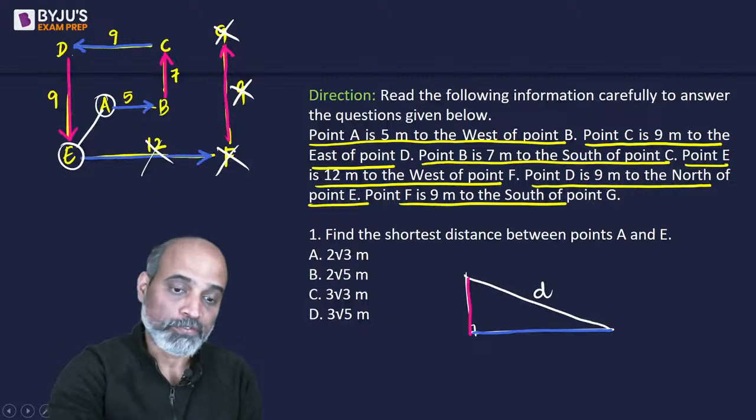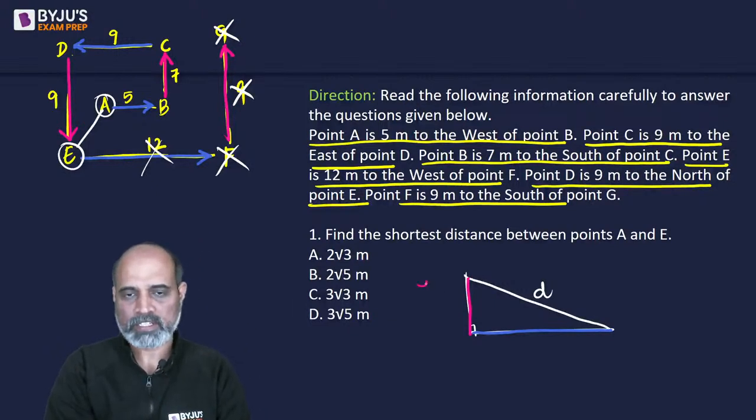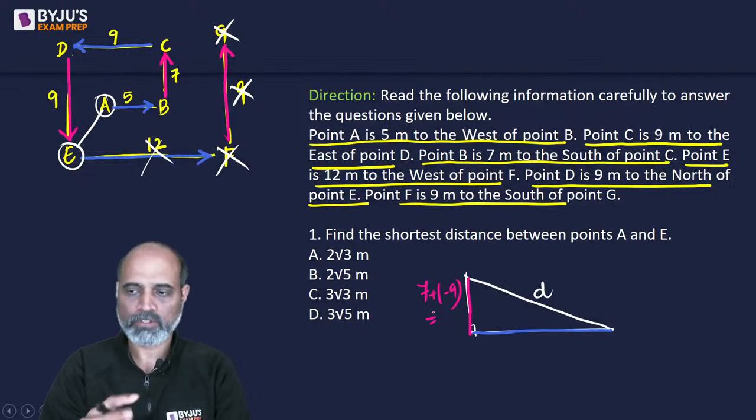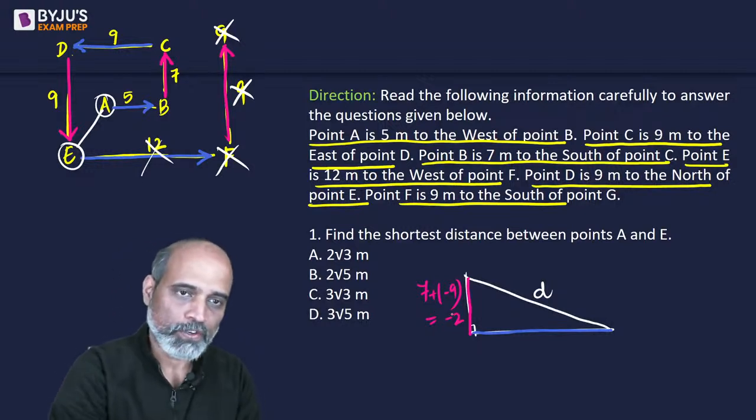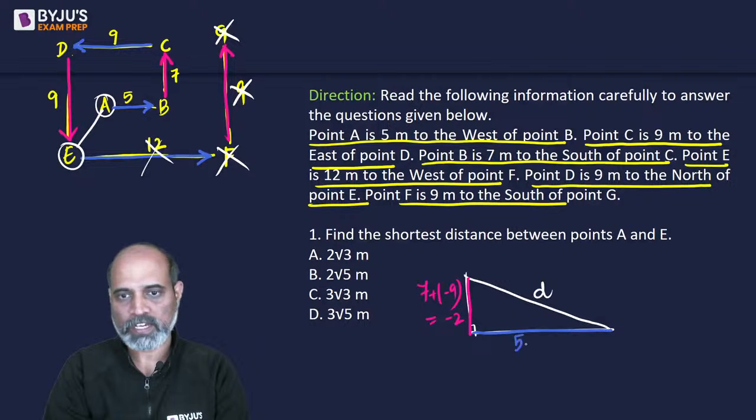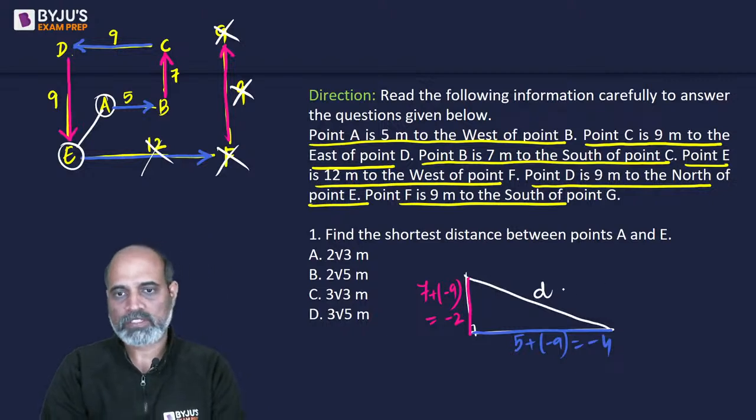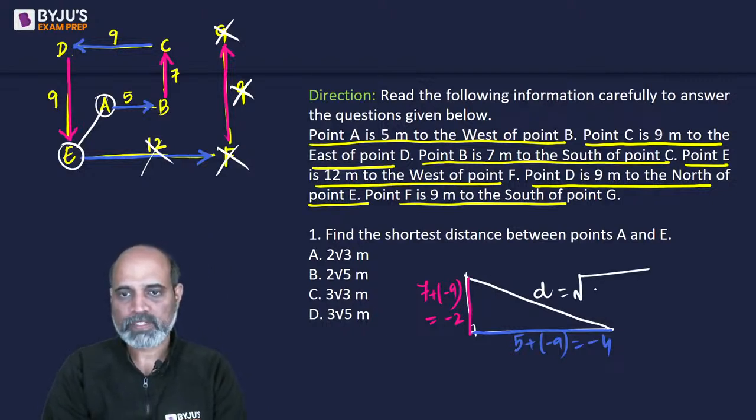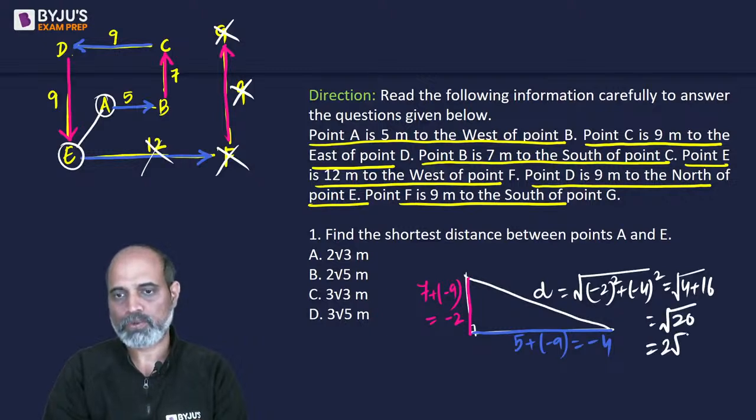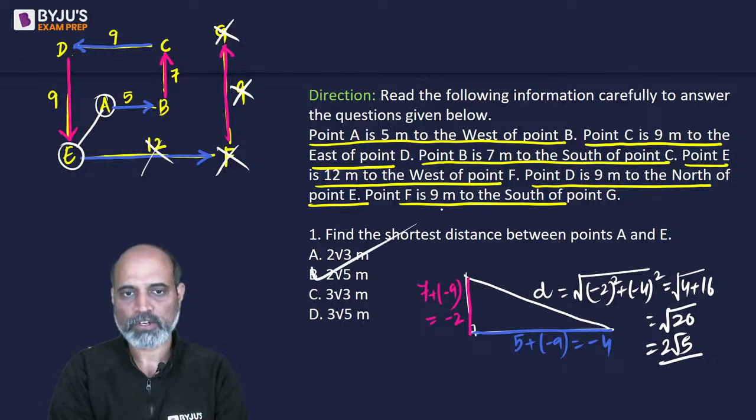So if you look at now the vertical lines, same logic. It's 7 towards the north and 9 towards the south, so plus and minus. So opposite direction will make it negative. So this is -2. And now if you look at the horizontal lines, this is 5 and then we have -9, which will give us -4. Now this D is going to be under root -2 whole square plus -4 whole square, which is going to be under root 4 plus 16, which is under root 20, which will result in 2 under root 5, and that is our option B.